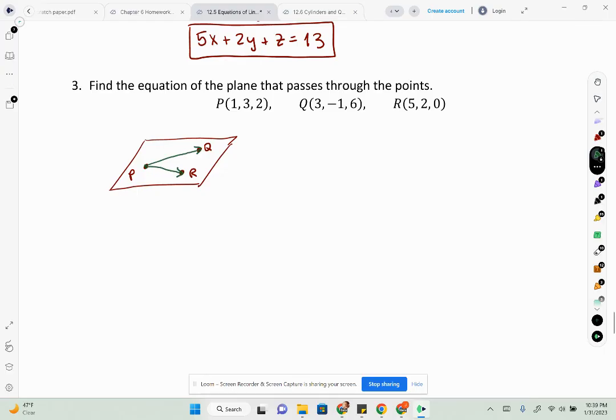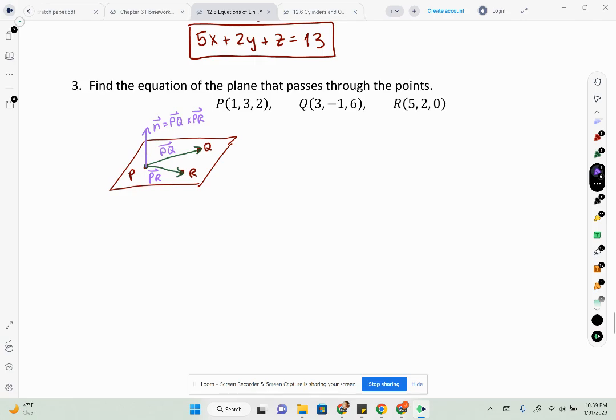So I create 2 vectors that are parallel to my plane, and then technically, I could go ahead and find their cross product, and that would be a normal vector. Okay, so if I had PQ here and PR here, then my normal vector is going to be the cross product of PQ and PR. Okay, so that's the main idea there. That's how we're going to get our normal vector.